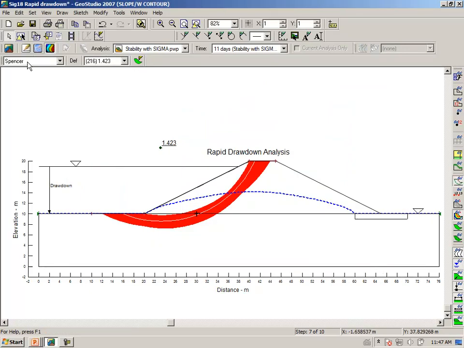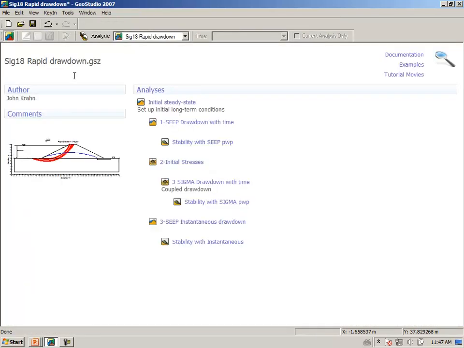I will allow you to investigate these other analyses that I've already mentioned, and that is a SEEP alone analysis and then an instantaneous drawdown analysis. These analyses are in the file, and you can look at the results at your interest level and at your pleasure.